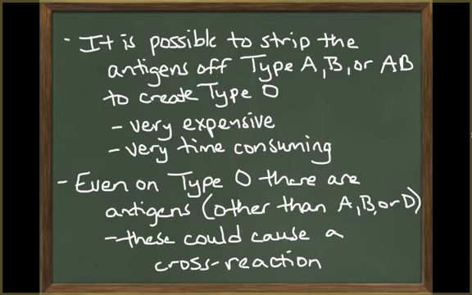It is possible to strip the antigens off a red blood cell to create type O blood, but this is very expensive and time-consuming. Also, even when type O blood is donated, there are still many other antigens other than A or B on the red blood cells that could cause a reaction, so it is important to have a compatibility test performed prior to administering.